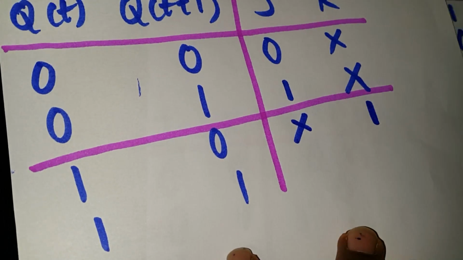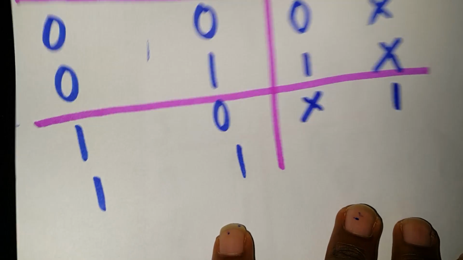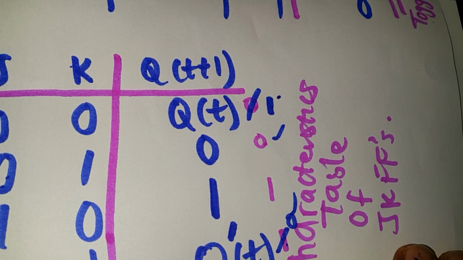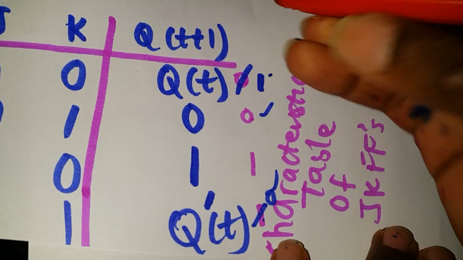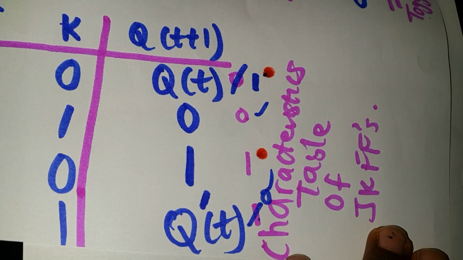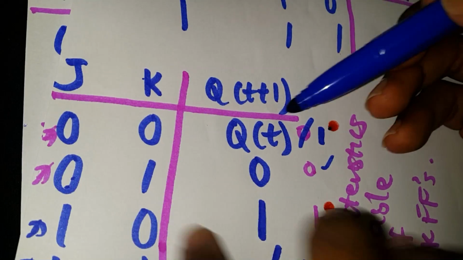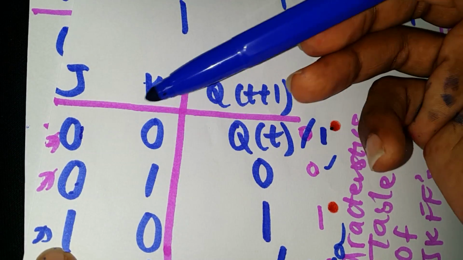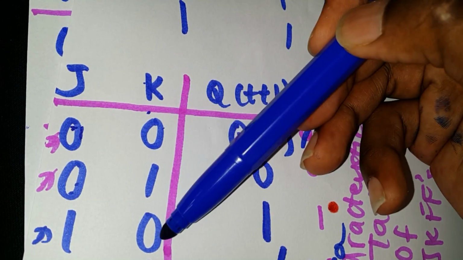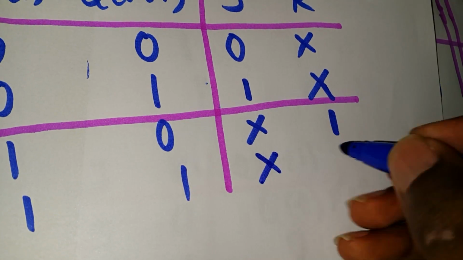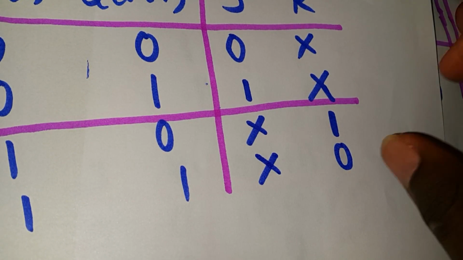Then the last one is when Q of t plus 1 is 1. Where is it 1? It is 1 here. Let me use another color. It is 1 here and it's also 1 here. So what's the condition? We have 0 1 and 0 0. That means J is changing, K is not changing. That means don't care 0. Don't care 0. So that's all for JK flip-flop.